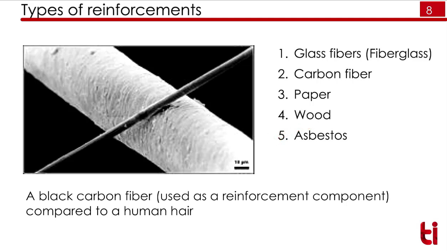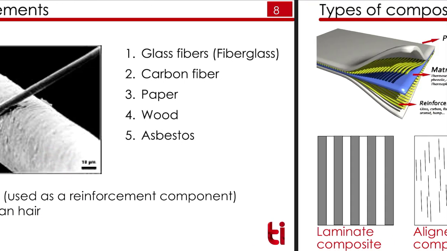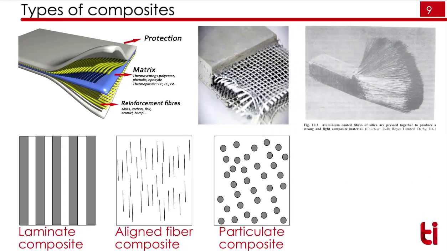Here for your reference, a carbon fiber is shown in the black color, compared to a human hair that is shown in the grey color. There are three types of composite. One is called a laminate composite, in which we have alternate layers of reinforcement and matrix. So one is the reinforcement, another is the matrix, reinforcement and then a matrix. This we call a laminate composite.